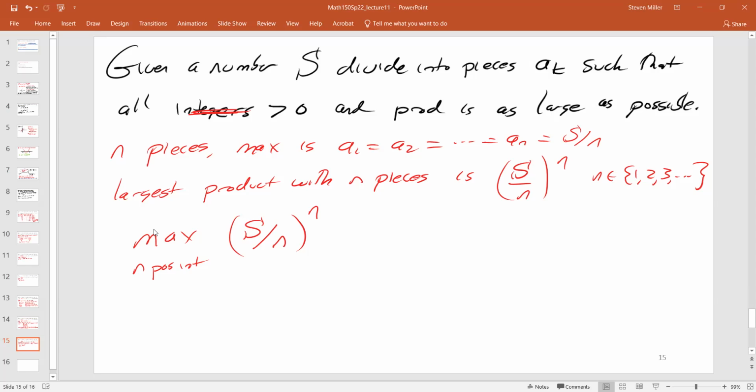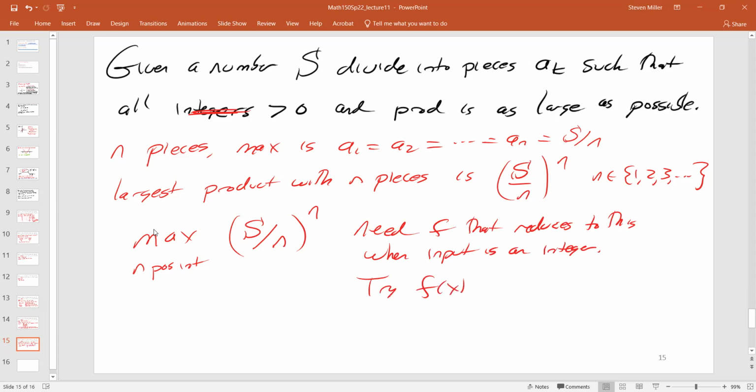So I need a function of a continuous variable x that reduces to this when x is an integer. So we need f that reduces to this when the input is an integer. Let's try f of x equals what? What should we try for f of x? So when x is the integer n, it has to reduce to (s over n) to the nth power. What would you try for f of x?